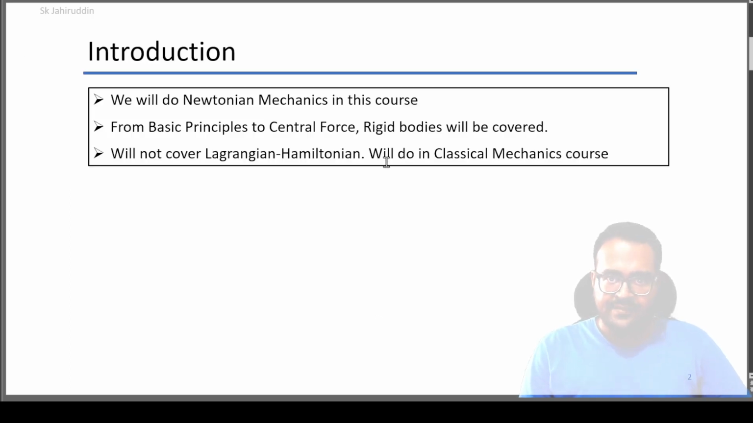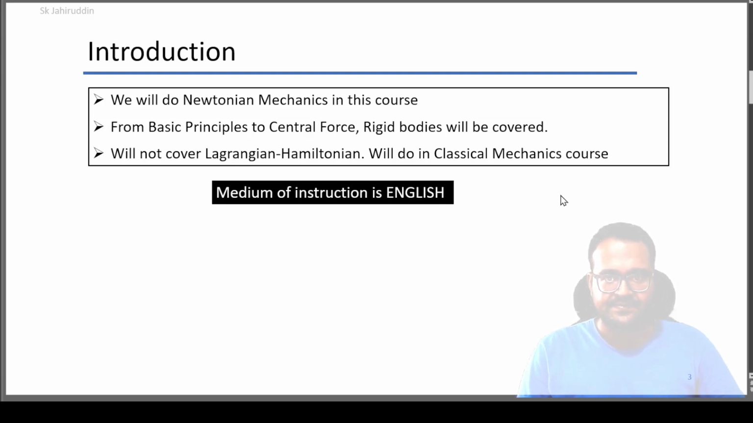We'll do Newtonian mechanics in this course. We'll start from very basic principles and go to central force, and some rigid bodies will also be covered. We'll not cover Lagrangian or Hamiltonian here. This is an entirely Newtonian mechanics course. The Lagrangian and Hamiltonian part we'll do in some classical mechanics course later on, someday. The medium of instruction is English, of course.